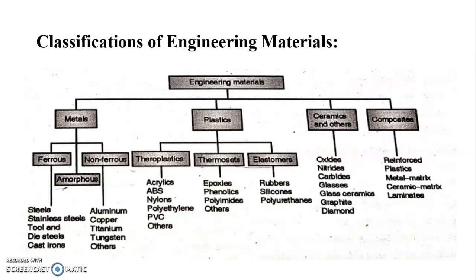Then under the category of ceramics and others, oxides, nitrides, carbides, glasses, glass ceramics, graphite, diamond, and lastly composites: reinforced plastics, metal matrix, ceramic matrix and laminates. So these are the classifications of engineering materials.